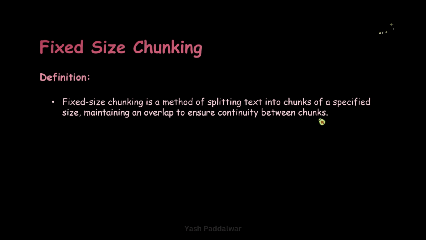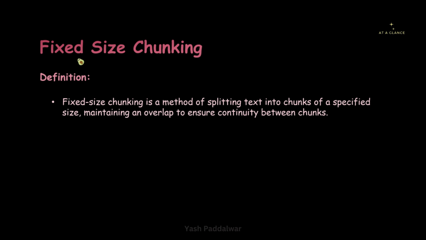So fixed size chunking is a method of splitting the entire document into chunks of a specific size, and it also has the functionality to keep the overlap. Now overlap is nothing but the repetition of a certain number of characters, or I would say a certain number of words, just to ensure that there is some continuity between the chunks that are getting created. Now don't worry about this if you are not getting it now. We'll be looking into one very great example through which everything will be clear.